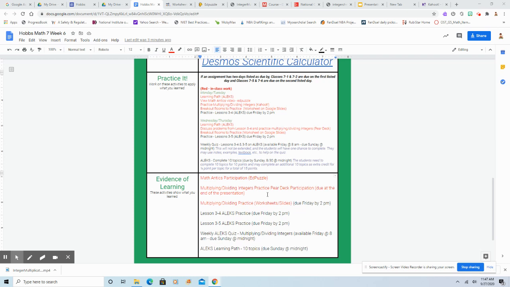Then we're going to do a Kahoot to practice what Math Antics talked about. It's a game the kids play. We're going to go to breakout rooms. We should have about 30 to 45 minutes for breakout rooms to work on the slides, which is nothing more than practice.